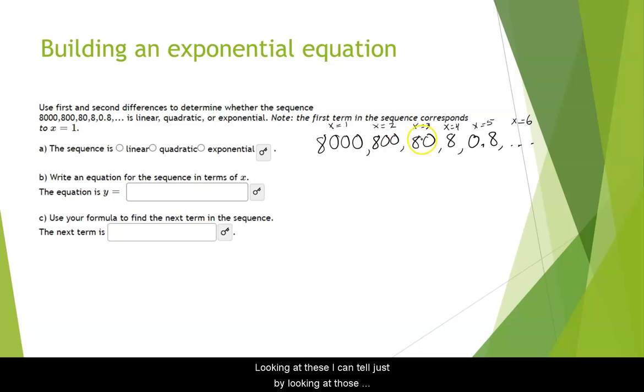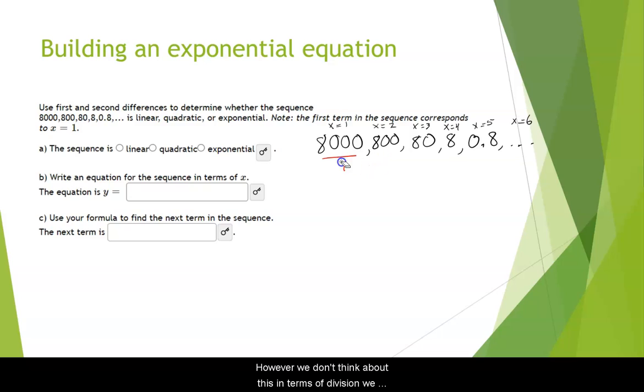Looking at these, I can tell just by looking at those numbers that finding the additive or subtractive difference between those numbers is not going to be that useful. Just by the nature of these, 8,000 to 800 to 80 to 8 to 0.8, I can tell that there's a multiplication difference, or maybe I should say a division difference, because going from one term to the next, we're dividing by 10. 8,000 divided by 10 is 800, divided by 10 is 80, and so on.